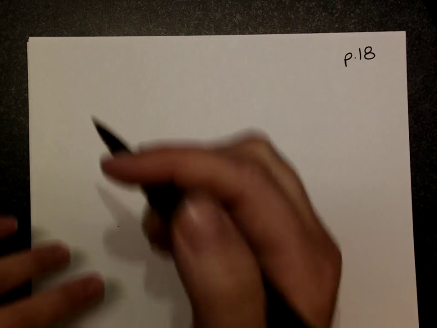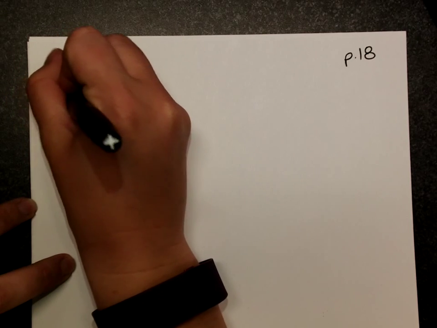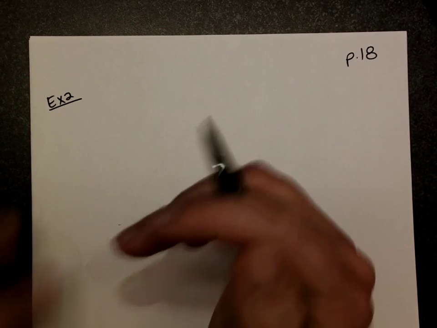All right, so we were on page 18 of our notebook. I'm just going to write everything on here. And we were using information to build equations. And we had done example 1, and now I'm going to go through another example.